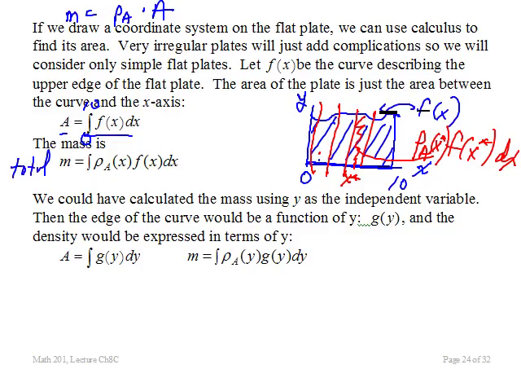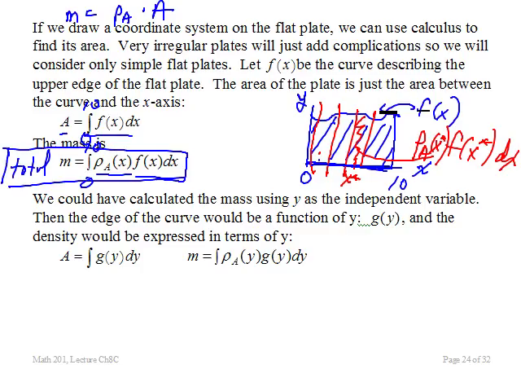I integrate over the region of interest, in this case 0 to 10 in x, rho A of x, which is my density in kilograms per square meter, possibly varying in the x direction, times f of x dx, which gives me the area. You could just as easily have done this in y by making horizontal strips. But this is the calculation that you need to know right here.